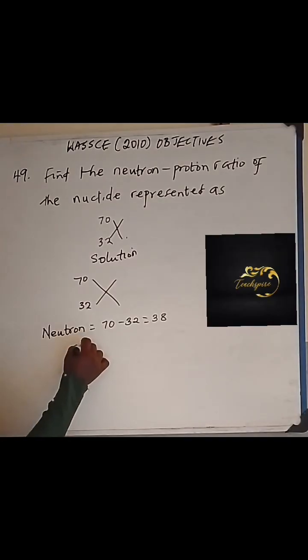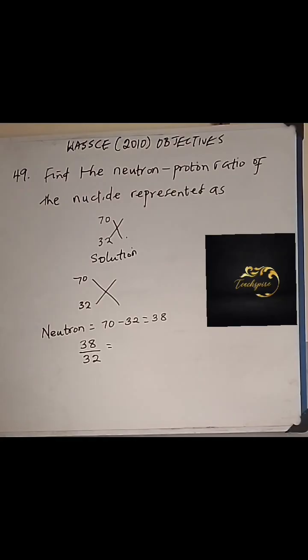So it's going to be 38, which is the neutron number, over 32, which is the proton number. So 38 divided by 32 is going to give me 1.18.